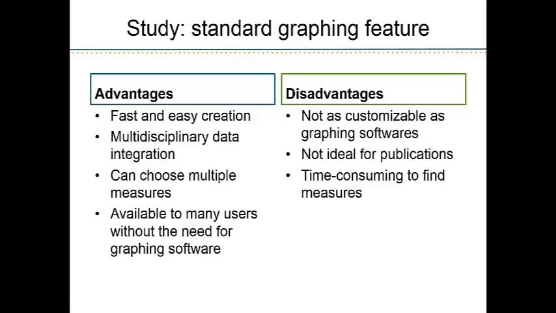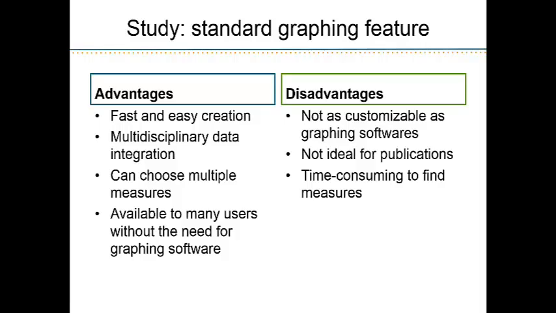So moving on into the graphing features, there are a few advantages and disadvantages that we found with just the standard features that LabKey offers. It's a very quick and easy way to create a graph. You can integrate this data, which again is what we want to use LabKey for anyways. And you can choose a lot of different measures, so you can look at multiple things at once. And it's available to users that wouldn't have a graphic software on their computer. So if somebody's on a computer at the hospital that doesn't have Prism, this way they can still look at a graph and what's going on with the patient.